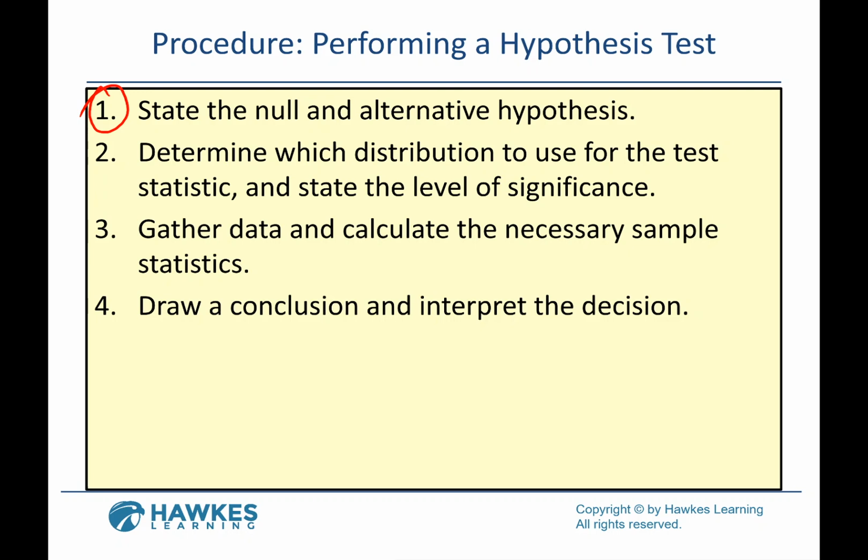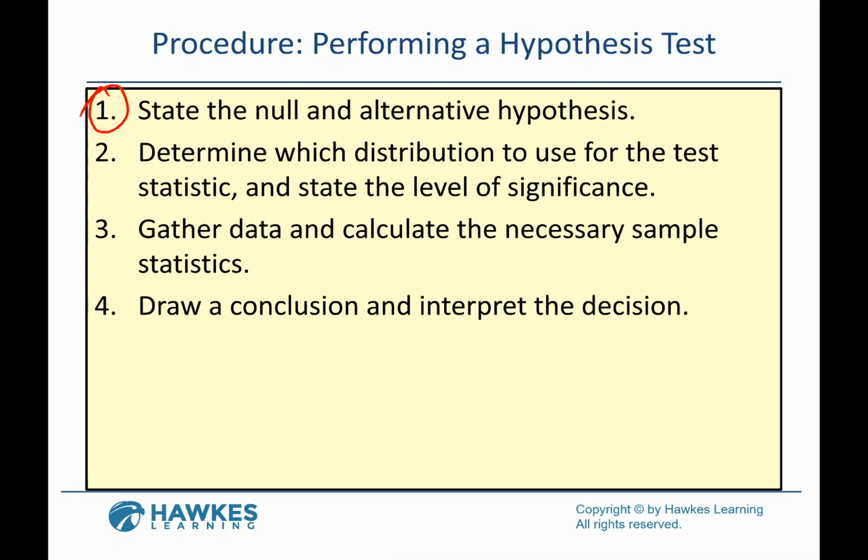Step 3 says gather data. That's where most of the work would come in real life. So that would take way more time than all the rest of this put together. Gathering the data and then calculate the necessary sample statistics. So for us, gathering our data is just going to be reading the problem. And we're not going to have to collect any data from out in the real world. But then we will make the calculation.